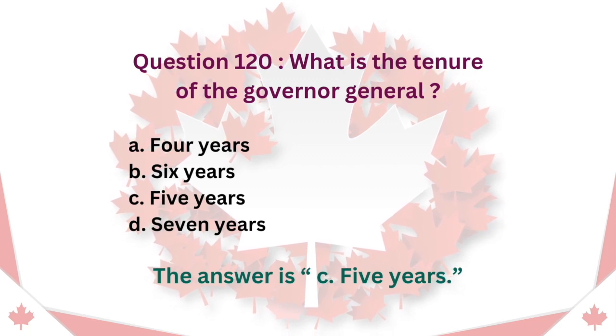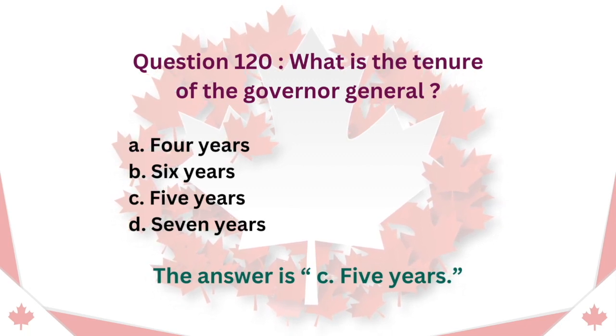Question 120. What is the tenure of the Governor-General? A. 4 years. B. 6 years. C. 5 years. D. 7 years. The answer is C. 5 years.